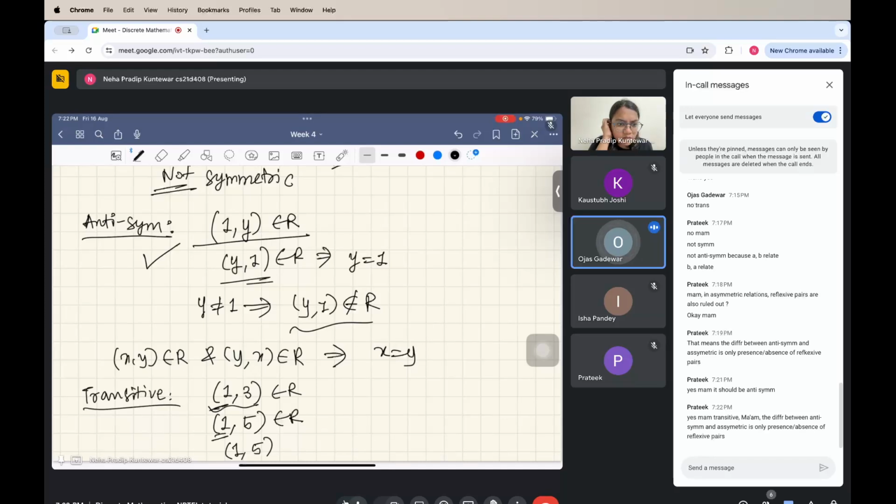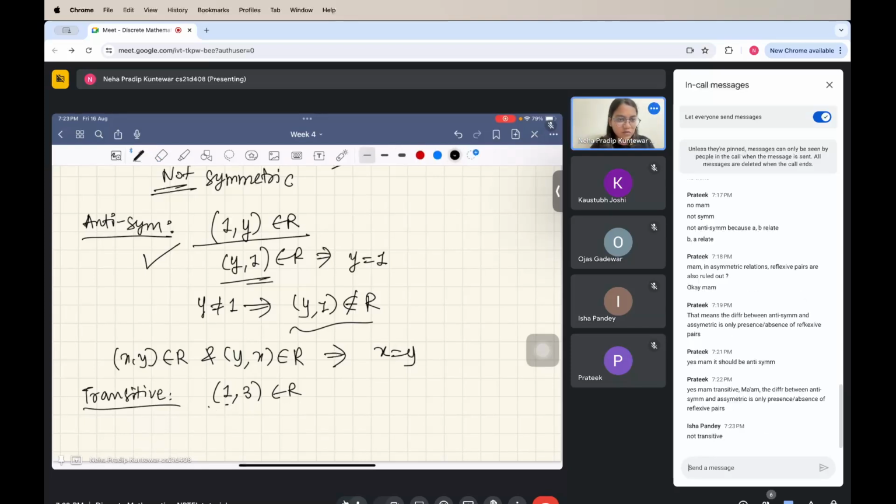I don't think it is a transitive relation. Okay, what is your argument for that? Because when we are talking about 1 comma 3 and 1 comma 5, then the relation would be 3 comma 5. 3 comma 5 does not satisfy our condition. Yes. Okay. So that does not mean that it is not transitive, but this was not a good example.